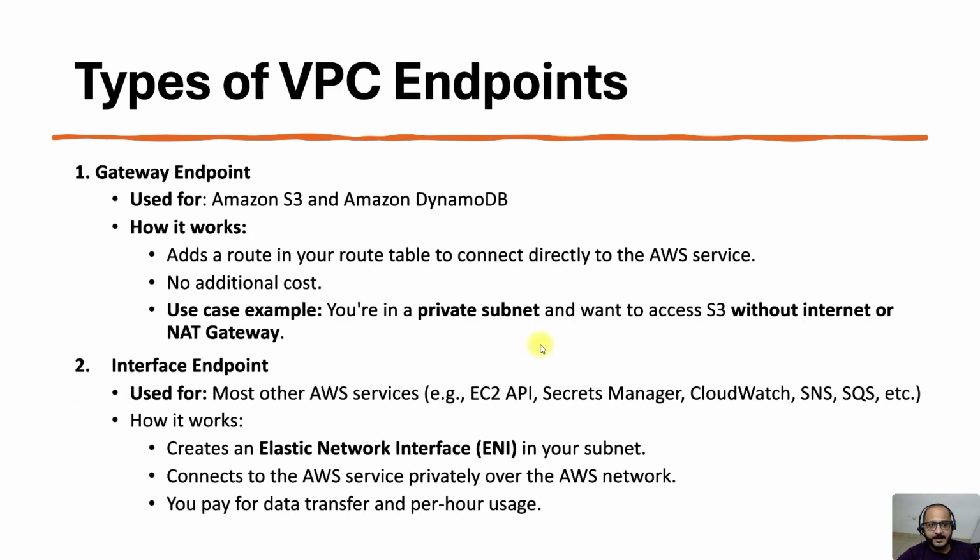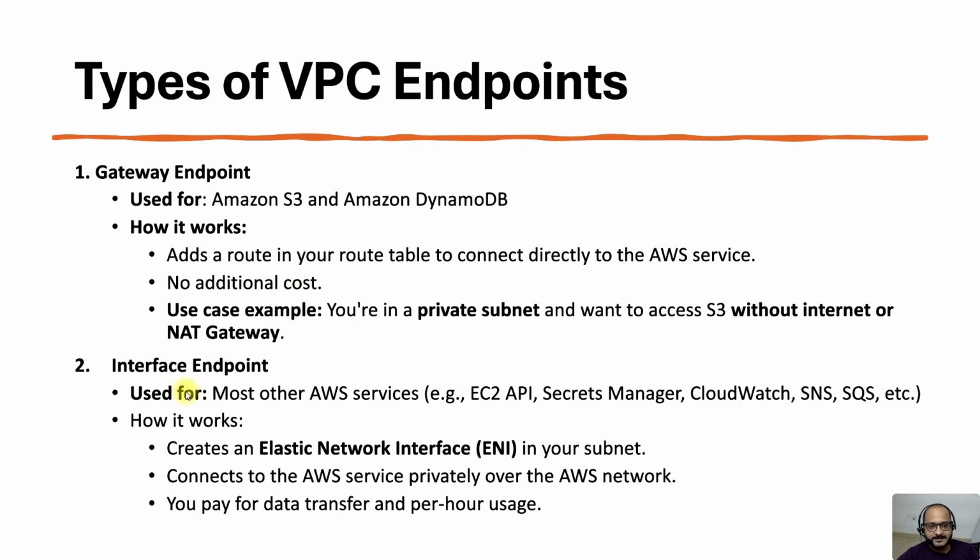Now let's see how many types of VPC endpoints we have. There are two types I have mentioned here, and one more we have called the gateway load balancer endpoint. The very first is the gateway endpoint, which we are going to see in the demonstration as well. This is used for Amazon S3 and Amazon DynamoDB. How it works: you add routes in your route tables to connect directly to your AWS services. This is what we are going to implement. We are going to launch an EC2 instance in a private subnet, and from that EC2 instance we will try to access our S3 bucket. And here there is no additional cost.